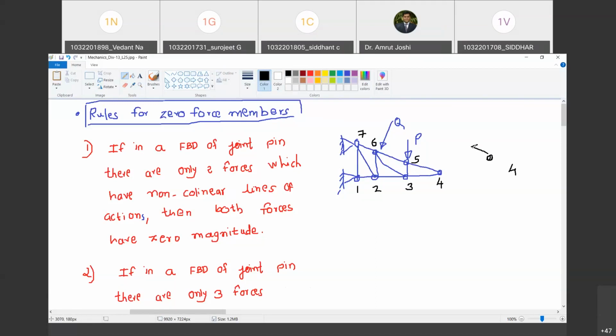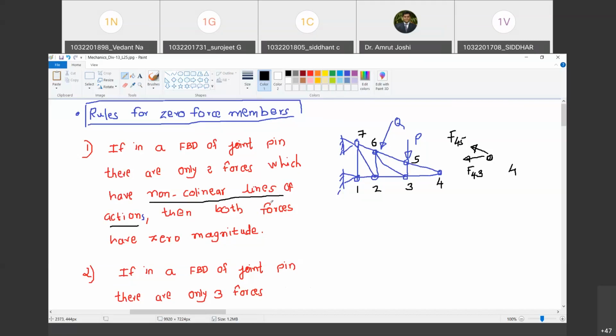It is going to be force in member 4-5. Do you agree with me? Yes, sir. Which I assume to be tensile. And force in member 3-4, which I assume to be tensile. Are you with me? Yes, sir. So in this free body diagram, how many forces are seen? Tell me. 2. Only 2 forces are seen. Are you with me? Yes, sir. Are the lines of action collinear? No. So do they have non-collinear lines of action?